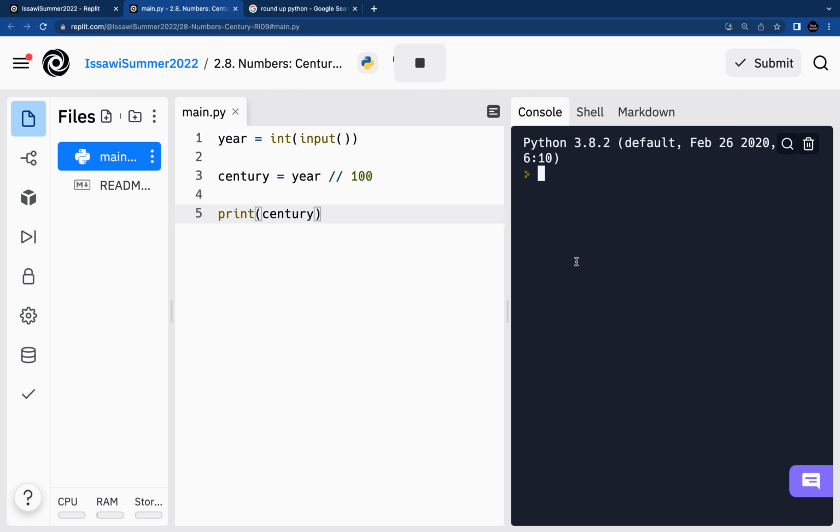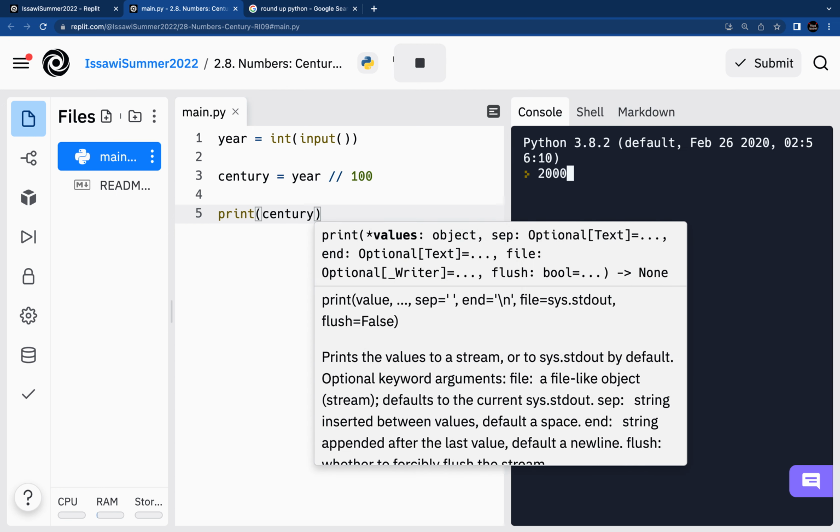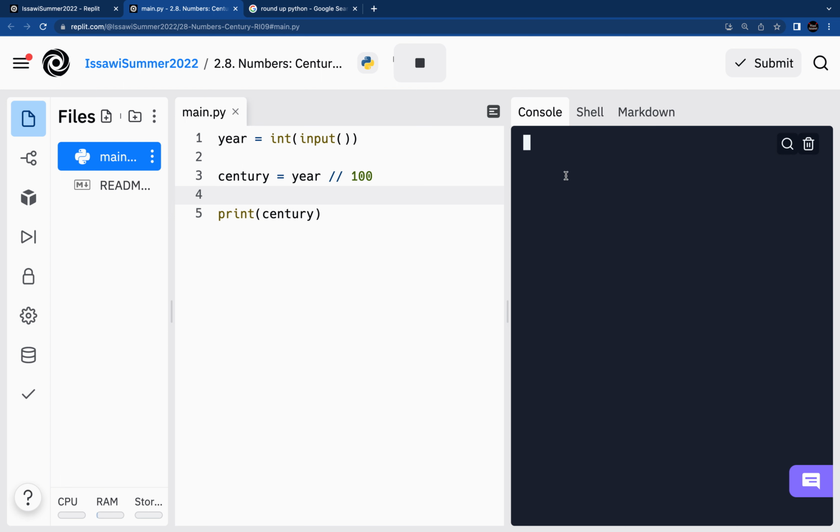Let's run our program. And let's say 2000. We get, oh, that's odd. Let's see this again. 2000. And we get 20. If we do 1901, ooh, unfortunately it's rounding down. So what we want to do is round up if there's something to round up, actually, right? Because this has to be 20th century.